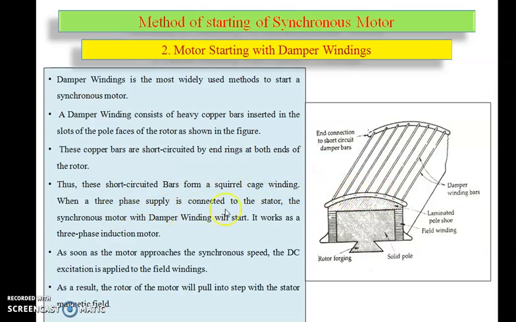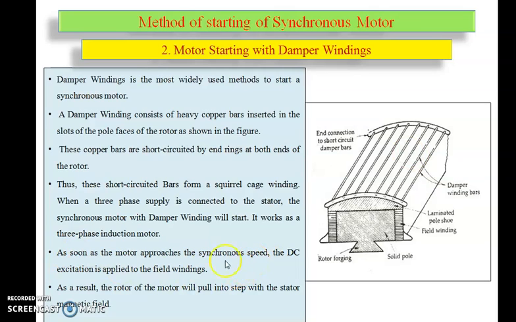When a three-phase supply is connected to the stator, the synchronous motor with damper winding will start. When the three-phase supply is connected, obviously the synchronous motor with damper winding will start. It works as a three-phase induction motor, similar to a squirrel cage induction motor, because of this rotor part. As soon as the motor approaches the synchronous speed, the DC excitation is applied to the field winding.